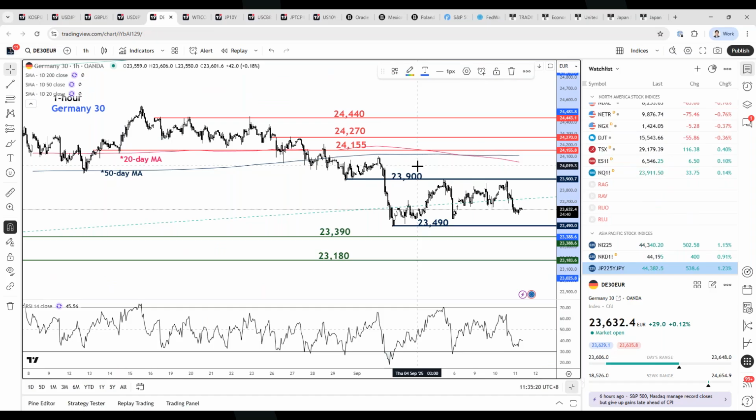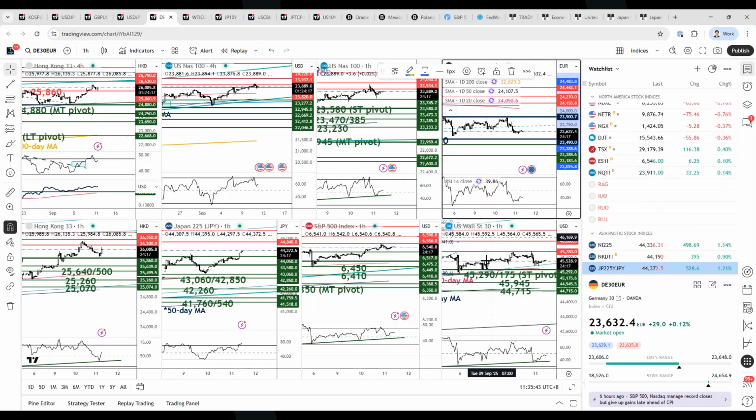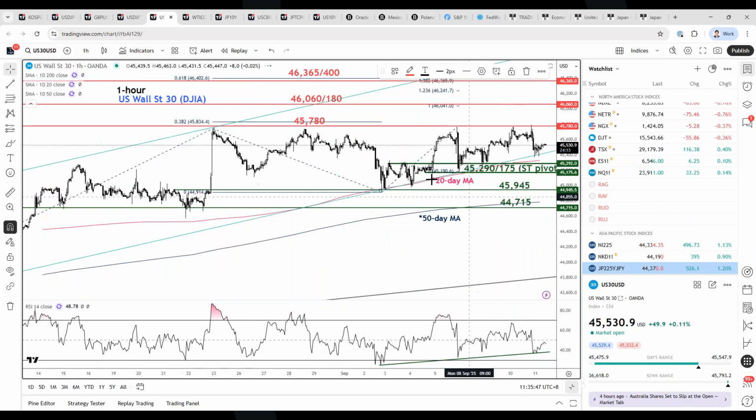So I'll still have that neutrality stance right now for the Germany 30, which represents the German DAX, neutral between 23,900 and 23,490. Unless we have a bullish breakout above 23,900, then I could validate a short-term bullish bias move to expose the next near-term resistance level at 24,155, 24,270 next.